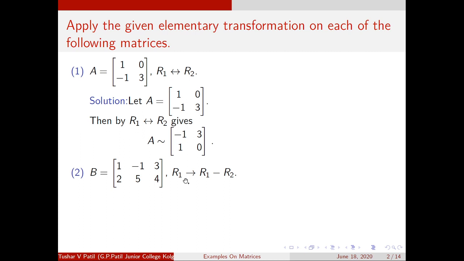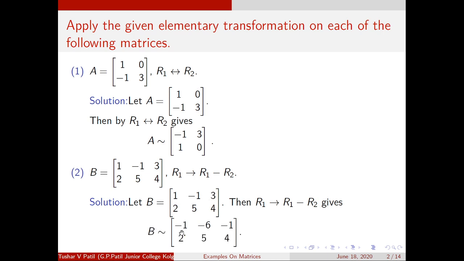Second operation, R1 replaced by R1 minus R2. That means here 1 is replaced by 1 minus 2, minus 1 is replaced by minus 1 minus 5, 3 is replaced by 3 minus 4. That means here 1 minus 2 is minus 1, minus 1 minus 5 is minus 6, and 3 minus 4 is minus 1.